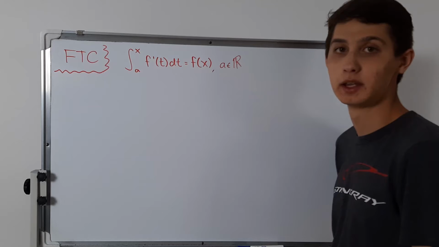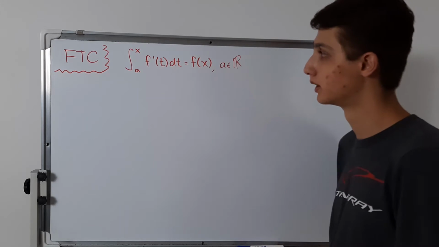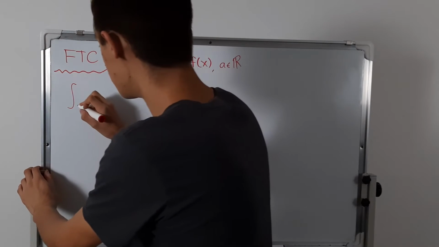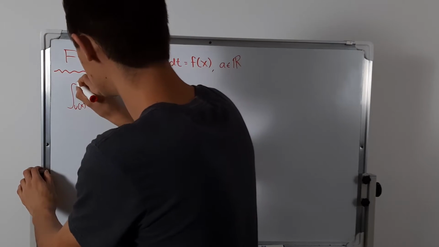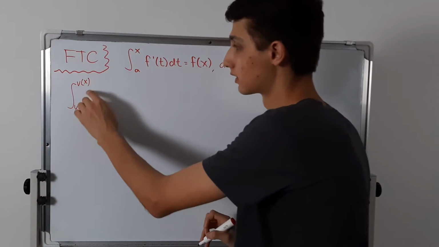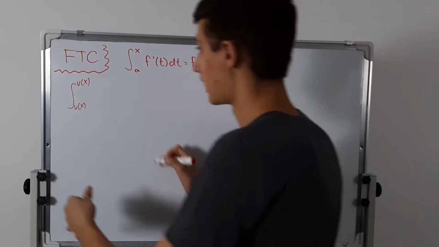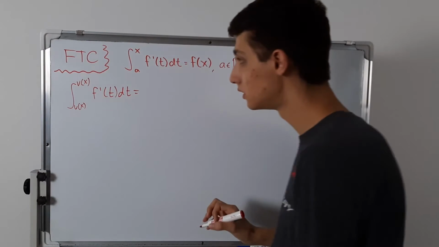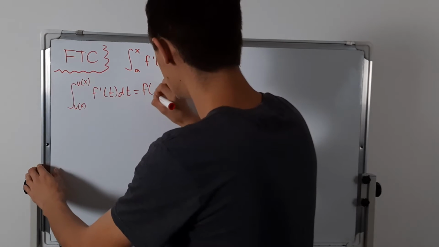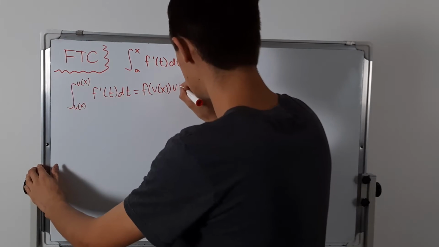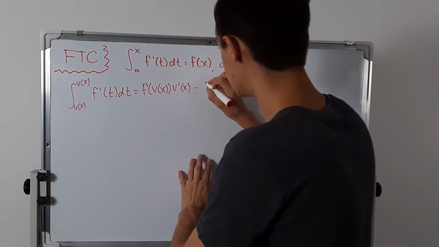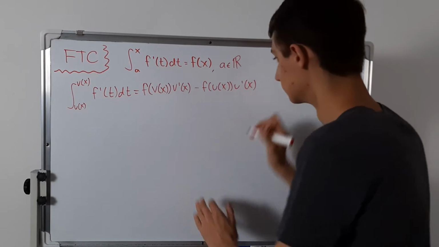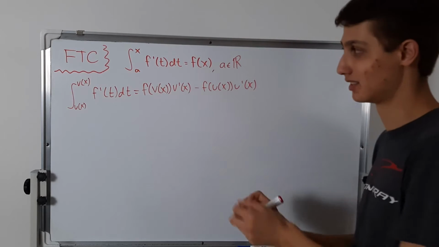And if you're taking AP Calculus, it'll be very useful for you. And pretty much it goes like this. So the integral from one function of x to another function of x, I'm going to call them u of x and v of x, of f prime of t dt, this is going to be equal to f of v of x times v prime of x minus f of u of x times u prime of x.